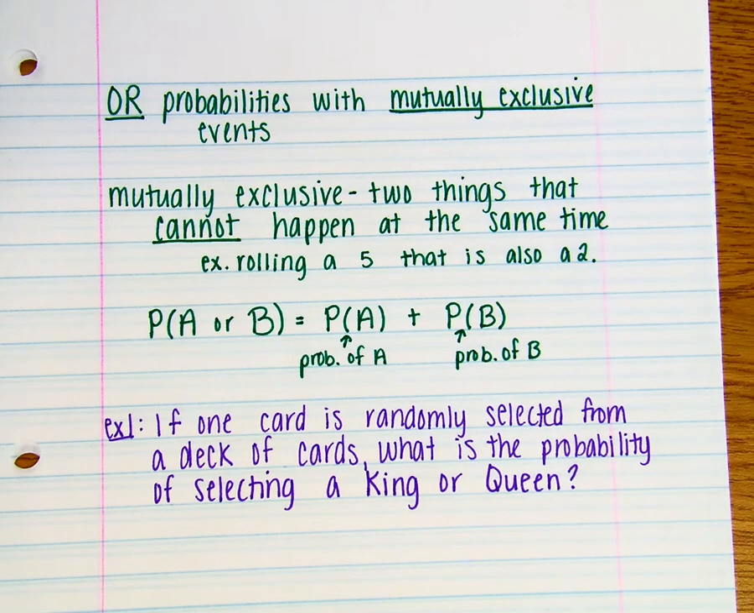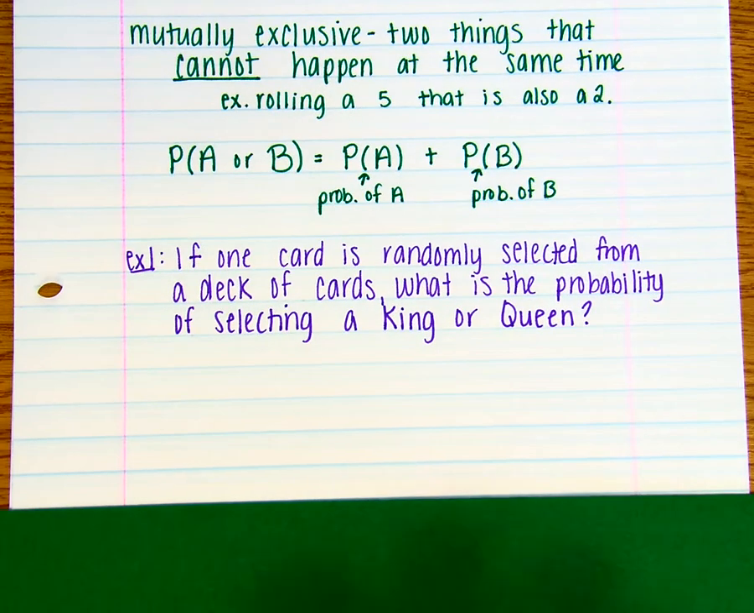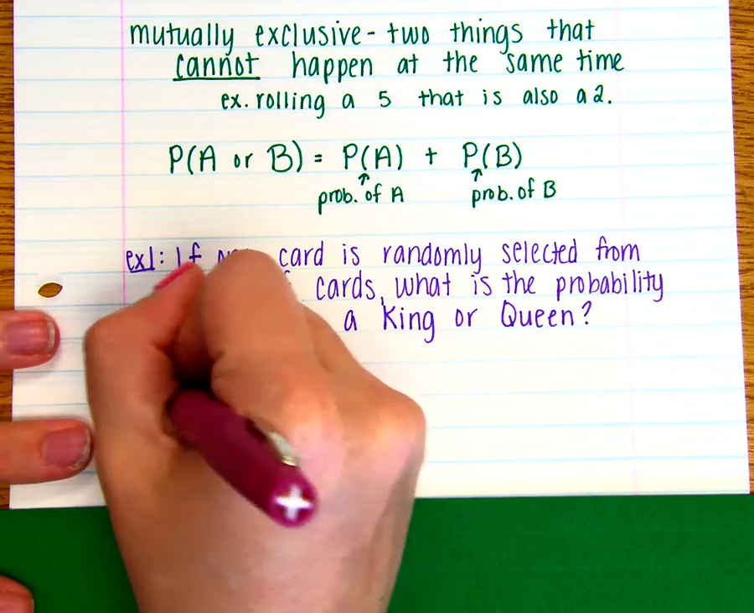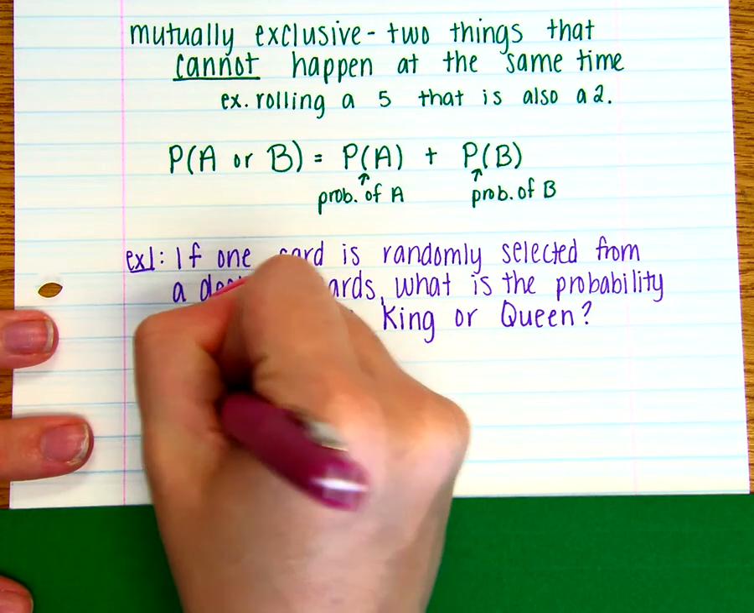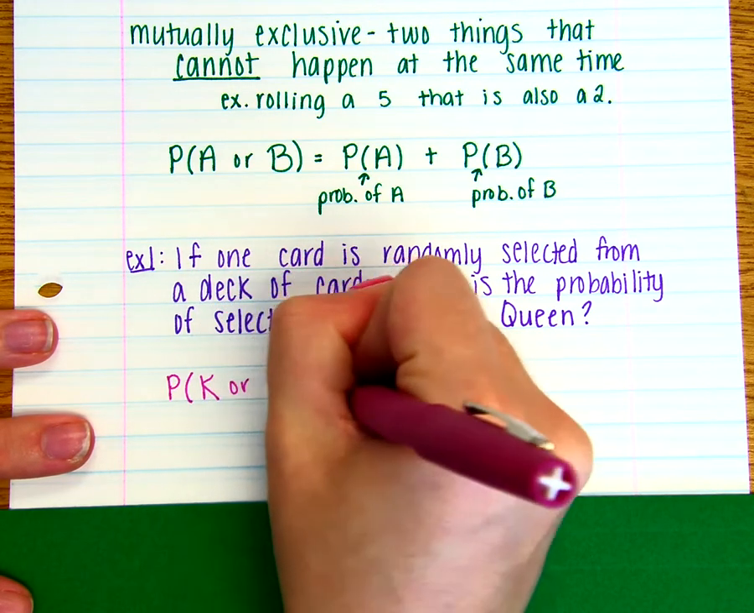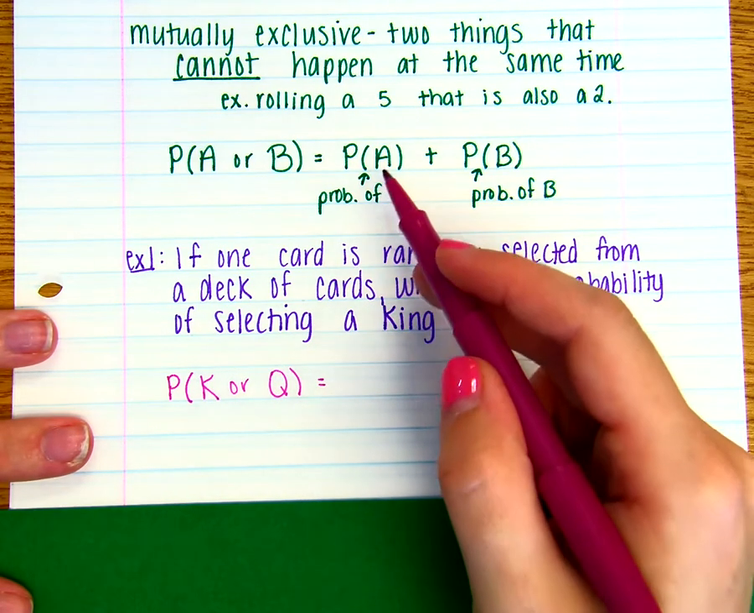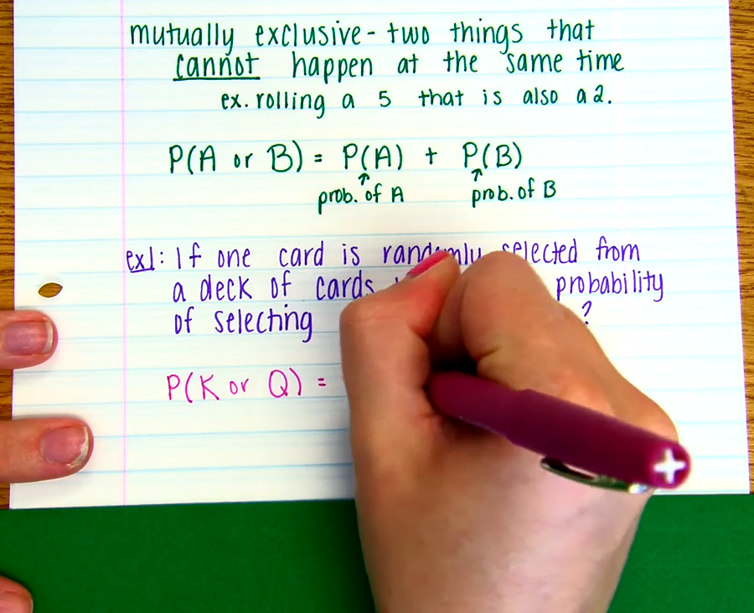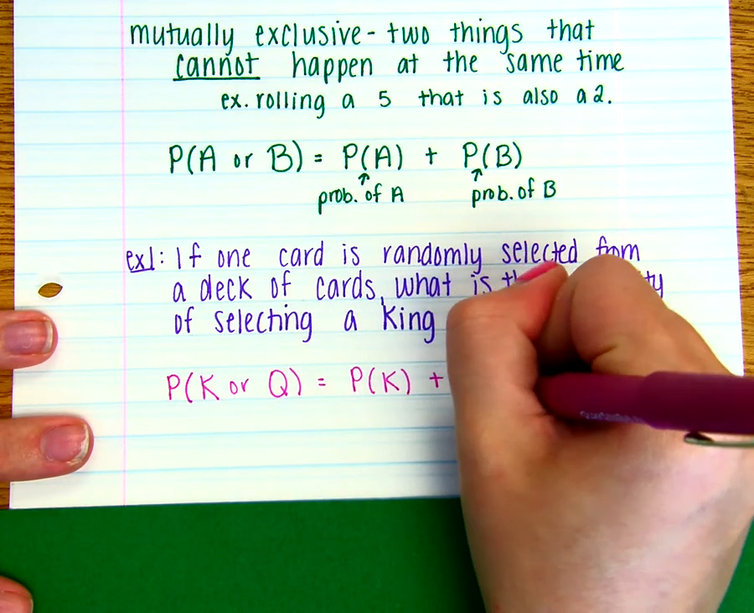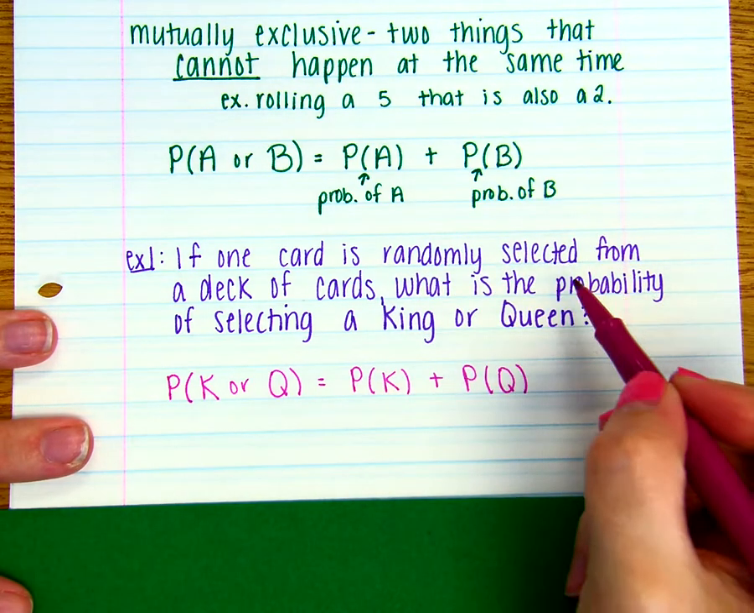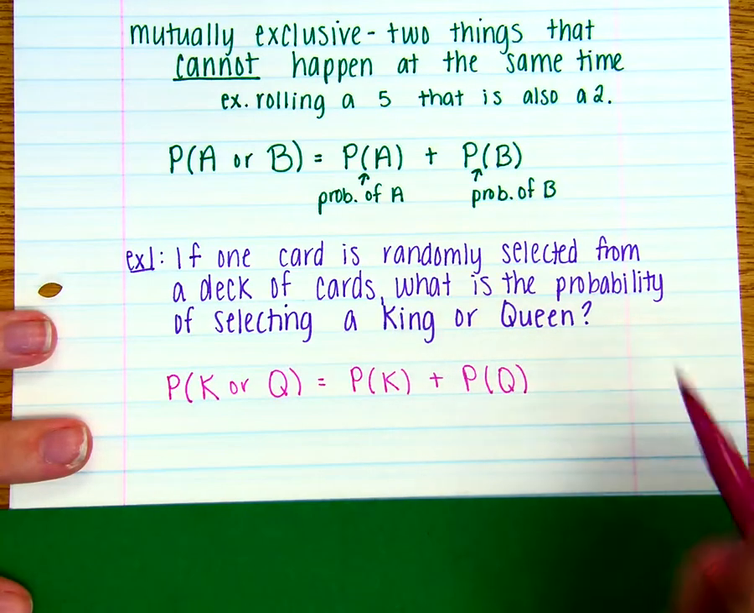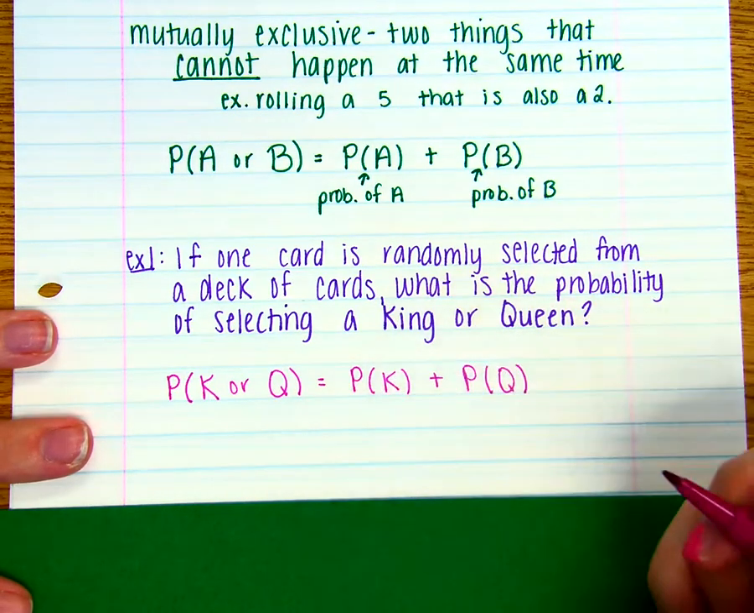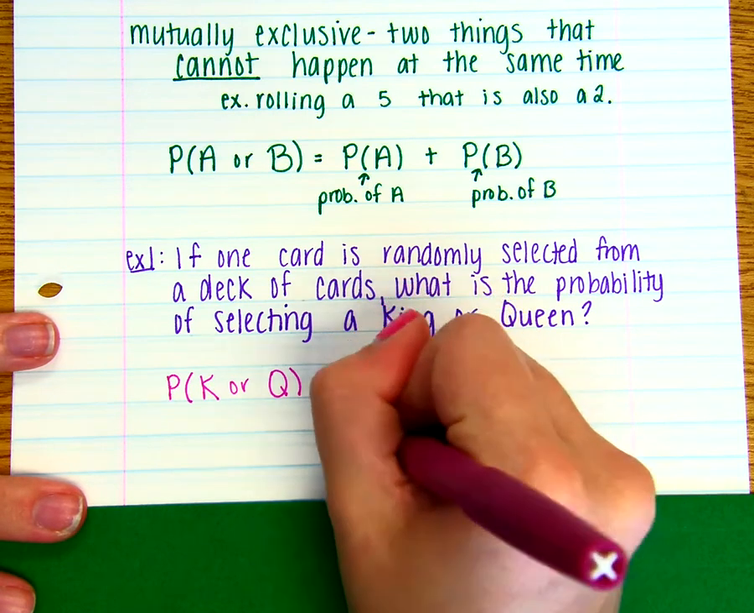So let's look at example 1. Example 1 says, if one card is randomly selected from a deck of cards, what is the probability of selecting a king or a queen? So we would set this up in our formula, and it would be the probability of getting a king or a queen. So to use this formula, remember it's the probability of A plus the probability of B. So we want to figure out the probability of selecting a king, and we want to figure out the probability of selecting a queen. I know that these are mutually exclusive because I can't select a king that's also a queen. So how many kings are there in the deck of cards?